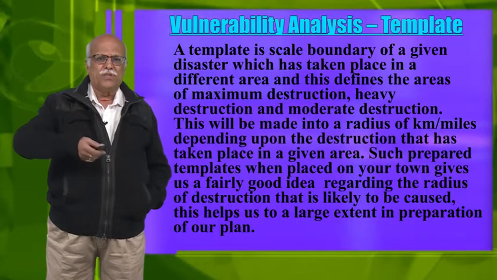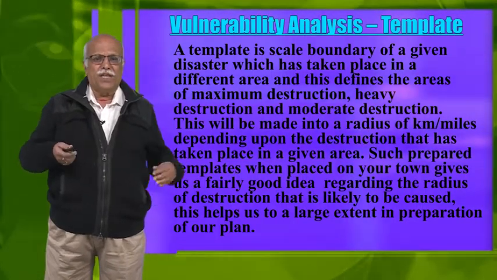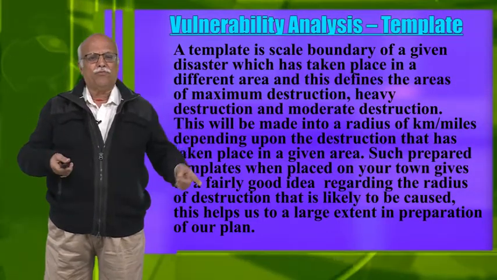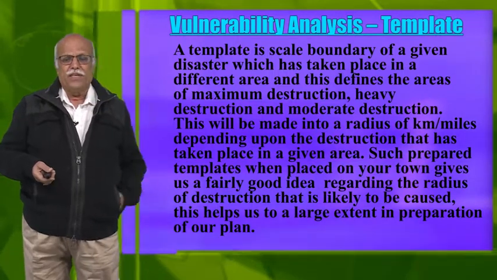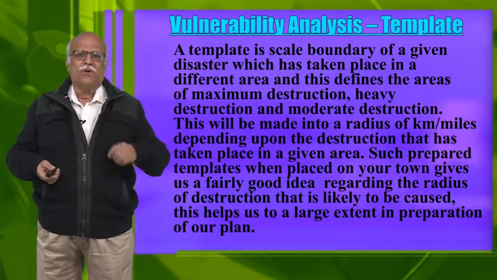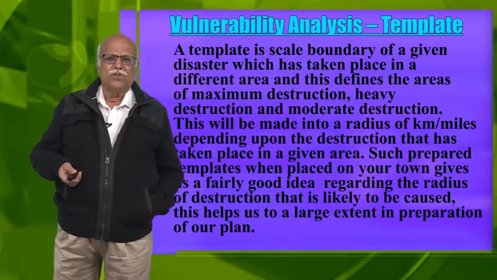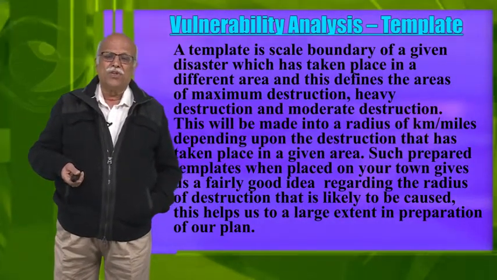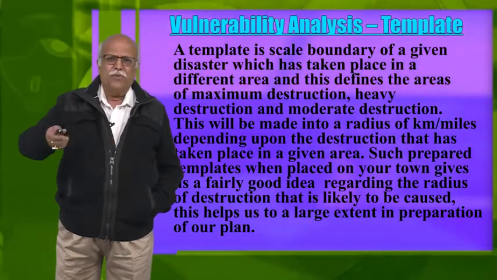So all that we have to do is say, okay, this area A is so many kilometers, area B is so many kilometers, area C is so many kilometers. So you get that and put that radius. Such prepared templates, when placed, in other words, there is always a ground zero. So the question that will come to your mind is, how will I know my ground zero? By approximation. Ground zero cannot be determined by us well in advance, but an approximation you can do.